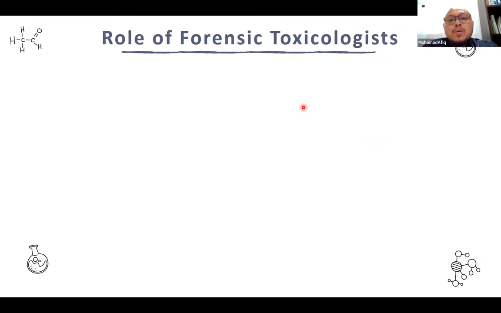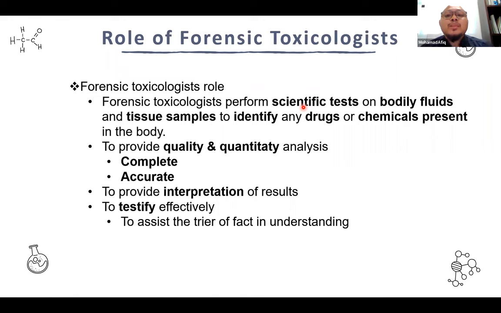Okay, the next one, now the role of the forensic toxicologist. You need to imagine yourself as the forensic toxicologist. What you need to do is basically perform the scientific test. What is meant by scientific test? You need to do it scientifically. You cannot just do it here and there, because it requires expertise. It requires you to perform it correctly and accurately. So you need to provide qualitative and quantitative analysis. The analysis must be complete and accurate. Accurate means that there is no error inside your analysis.